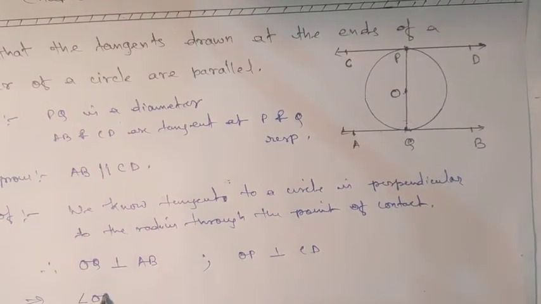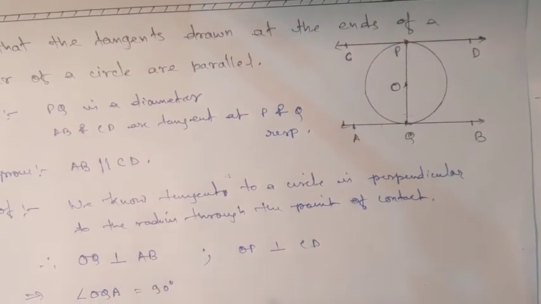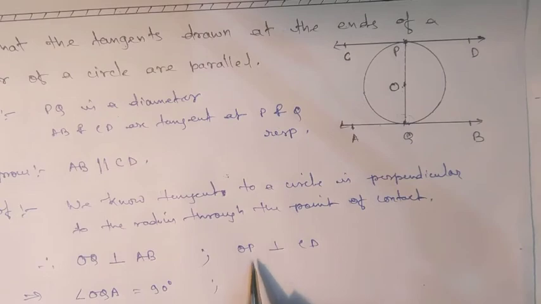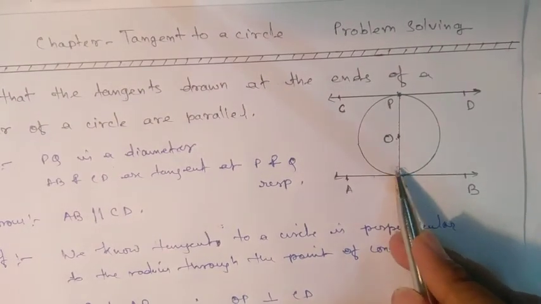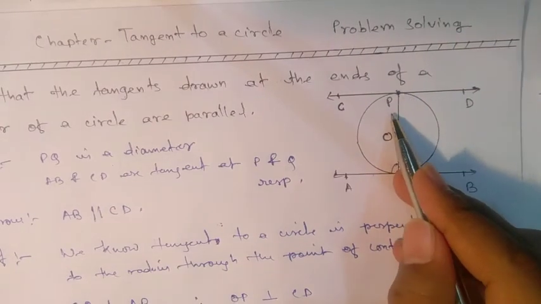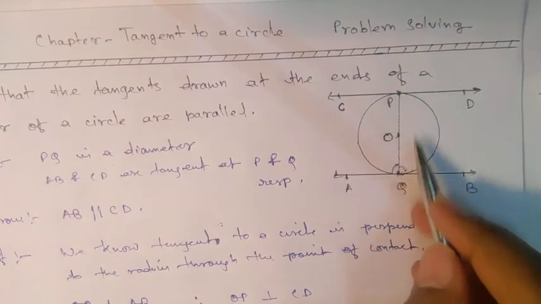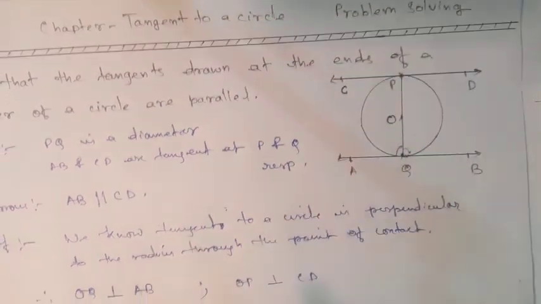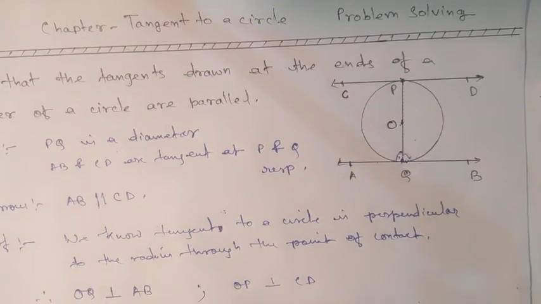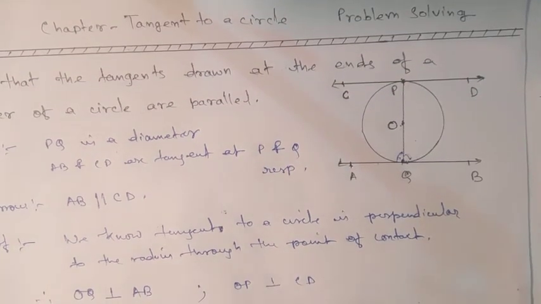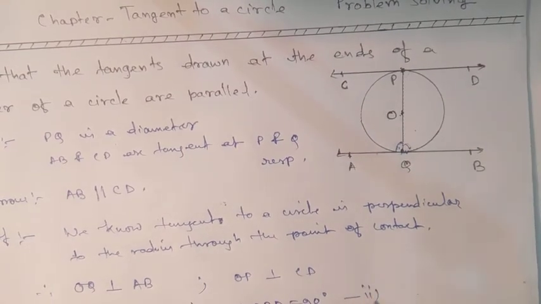This means we can say that angle OQA equals 90 degrees. This implies angle... Sir, can we write this one also? Yes, we can write it, but our target is this and this. If we take this one and this one as the target, then you write this. Your choice would be there. Okay. So we are taking this one. We have already taken 90. Our target is this one, so we'll write here angle OPD equals 90 degrees. This is number 1. This is number 2.